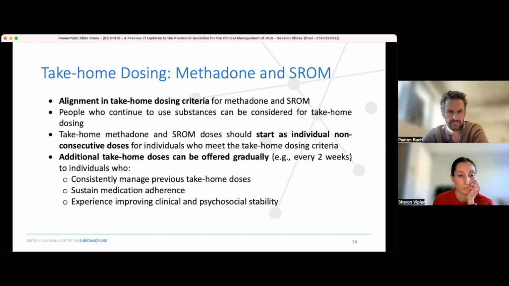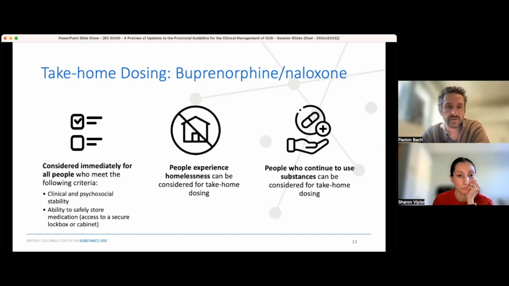Go back one. So yeah, that's what led us to reevaluate our take-home dosing recommendations. I think take-home buprenorphine has been the norm in most places for some time, but as Dr. Vipler highlighted, this is now very well established in our guidelines themselves: take-home dosing for buprenorphine can begin as soon as day one for anyone who has the clinical stability to take care of their medications, to take them regularly, and to store them safely. Really, that is the only significant feature around take-home dosing of buprenorphine, and I think that this is already pretty well established in current practice.